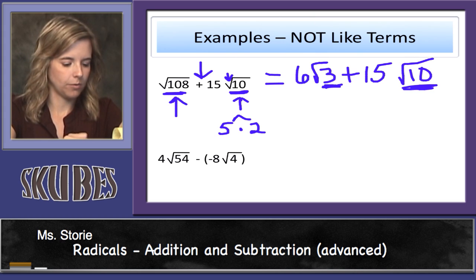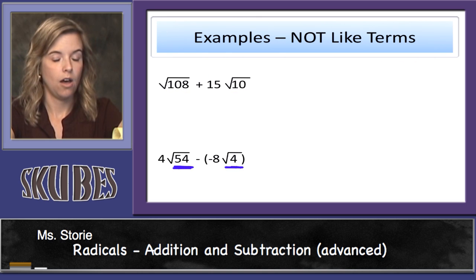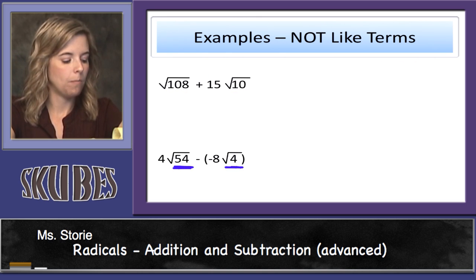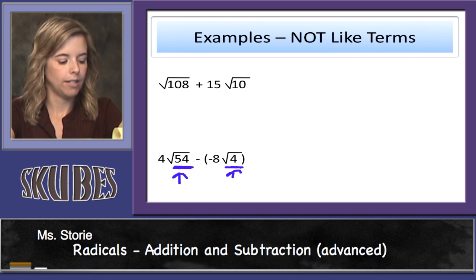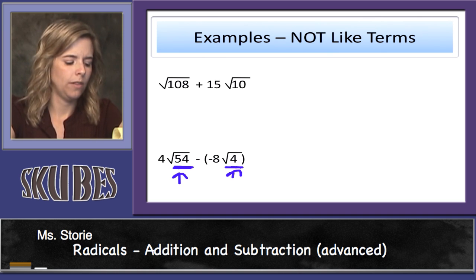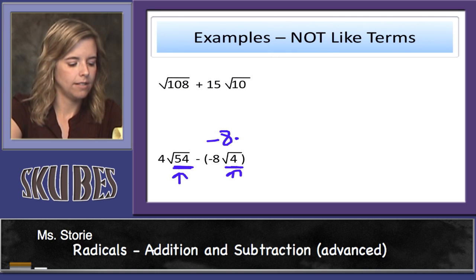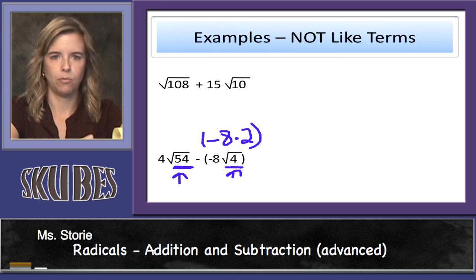All right, let's look at the next one. You have radical 54 and radical 4. Are those the same? No. But are they fully simplified yet? No, they're not. Because take a look. Radical 4, isn't that a perfect square? Wouldn't that be 2? So you'd actually have a negative 8 times 2 inside that parentheses.